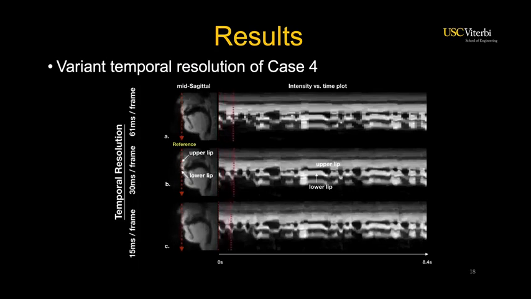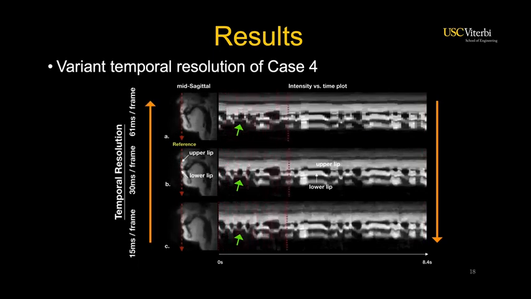The variable density trajectory allows us to flexibly choose the temporal resolution. Here are the results. On the right-hand side, when we move downwards, when the temporal resolution becomes finer, it can better capture the fast movement of the lips, whereas on the left, when looking upwards, when the temporal resolution is compromised, we observe the higher SNR as well as deblurring effects in the mid-sagittal. The results illustrate a trade-off between the spatial and temporal resolution.